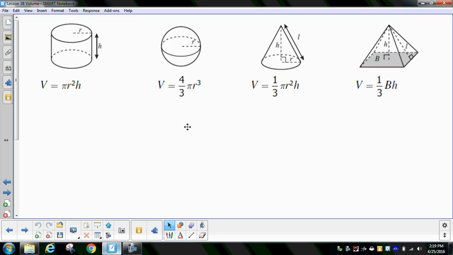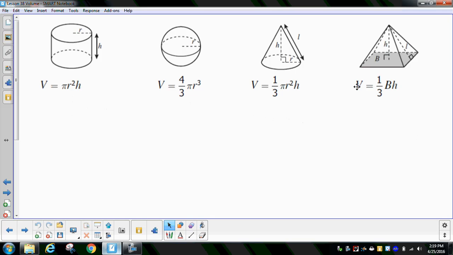So all the letters stand for the same things. So R stands for a radius, H stands for a height. So that's the distance between a base, two bases. So in this case, in the cylinder, the base is a circle, so the distance between the two circles. Big B stands for the area of the base again, so calculate the area of the base.